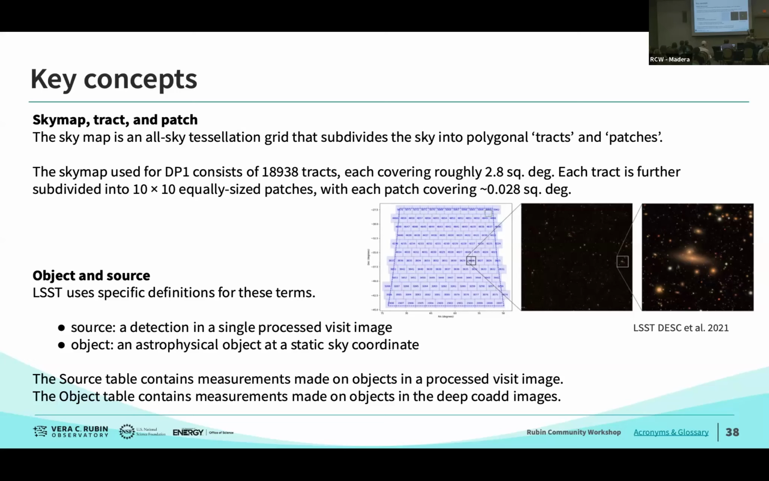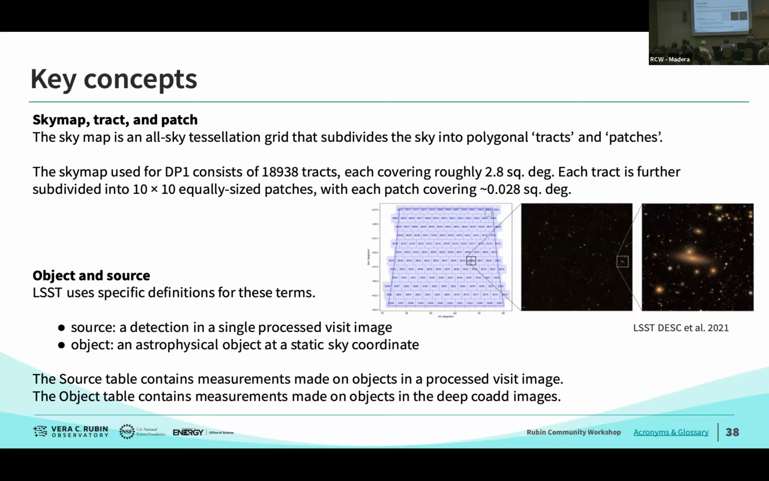So different parts of the sky are divided into patches and tracts, and you can see that these allow you to retrieve more digestible parts of imaging. We define that using the sky map, and we have some tutorials that explain what that means. Each of these patches and tracts are about 2.8 square degrees in area. And then each tract is divided into 10 by 10 patches. Those patches are the individual images that are about 0.028 square degrees.